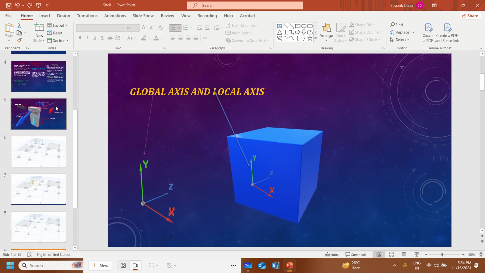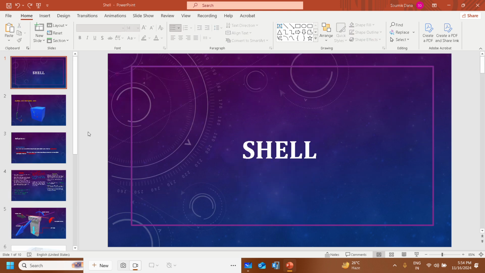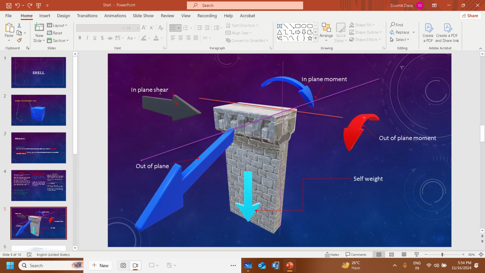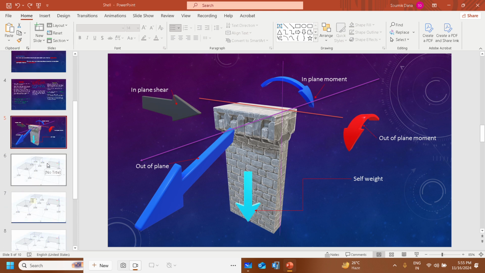So now we discuss the membrane. The membrane carries in-plane force only, that means in case of a membrane there is only in-plane shear and in-plane moment, there is no other force out of plane, no moment or anything else.